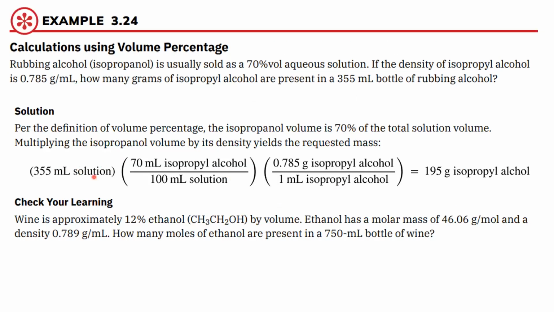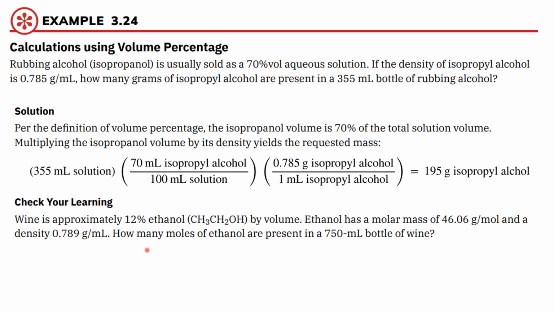So with this one, 355 milliliters of solution, but for every 100 milliliters of solution, we've got 70 milliliters of isopropyl alcohol, just because it's a 70% by volume solution. And then because we have the density, every 1 milliliter of that alcohol weighs 0.785 grams. So just going through, milliliters of solution canceled, milliliters of isopropyl alcohol canceled, we're just left with grams of isopropyl alcohol in that case. And then with the next one, kind of the same idea.